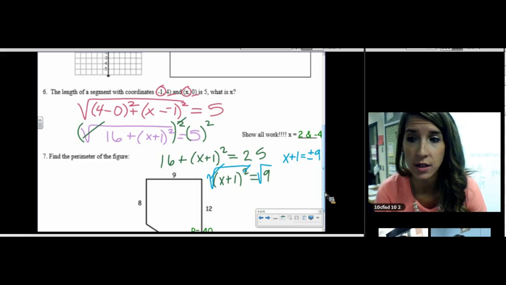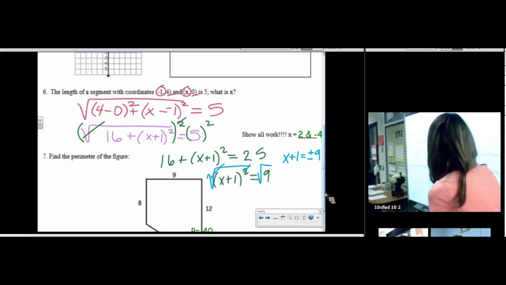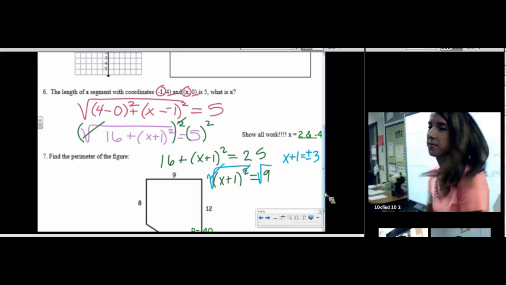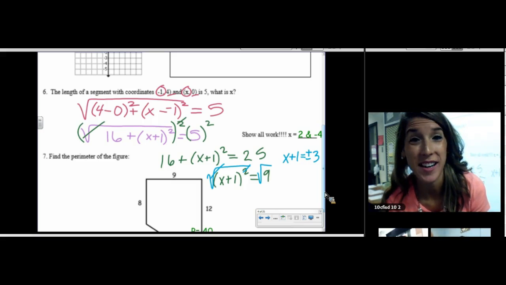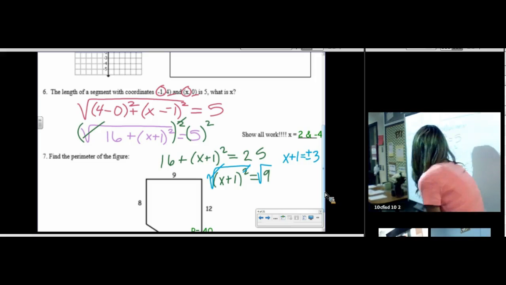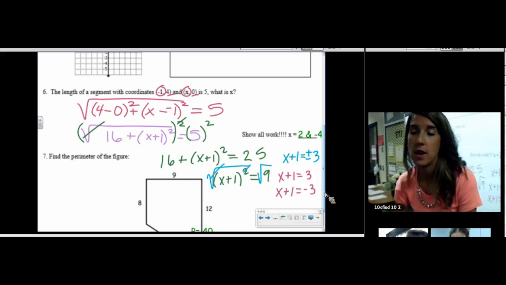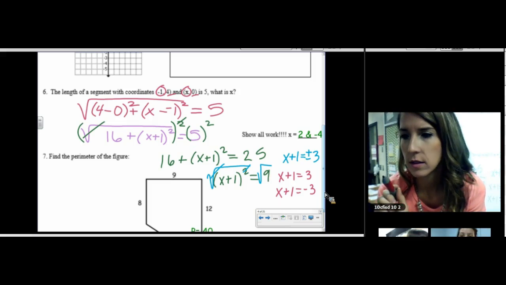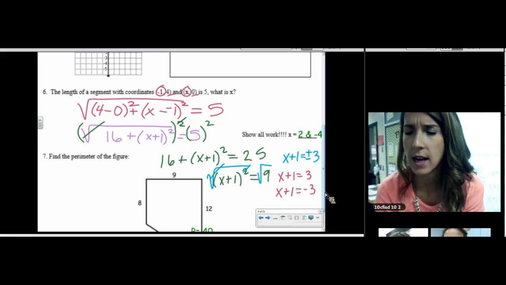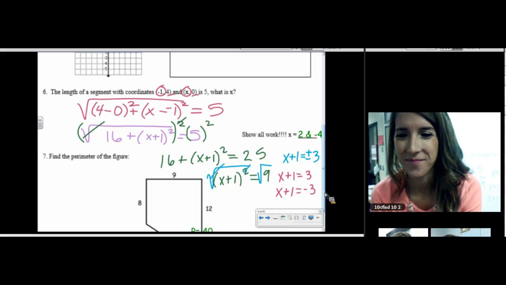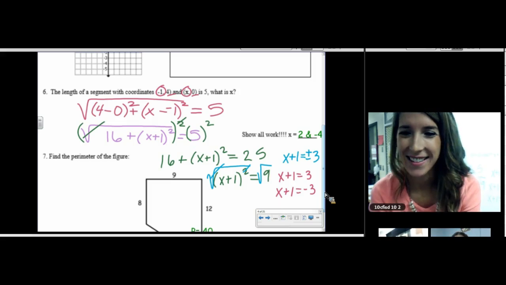No, not plus or minus 9. I'm sorry. 3. I got it. Sorry. I was working too fast. Plus or minus 3. So there's going to be 2 answers. So we set x plus 1 equal to 3 and x plus 1 equal to negative 3. When you solve both of those, you will get 2 and negative 4. Okay, that's all I'm going to say about that.